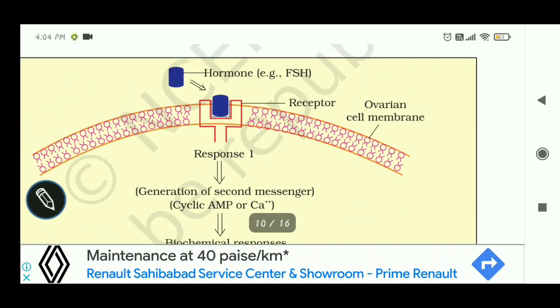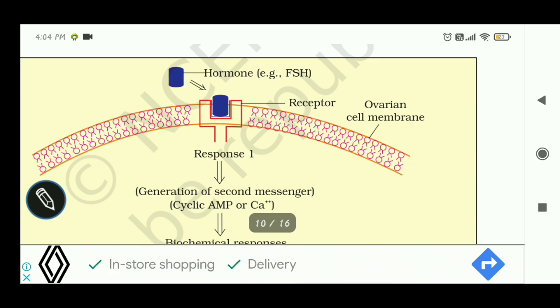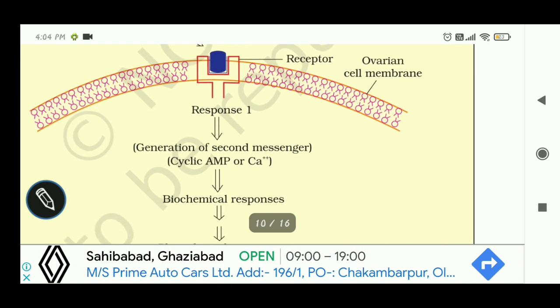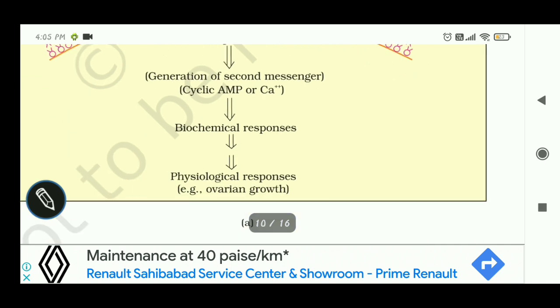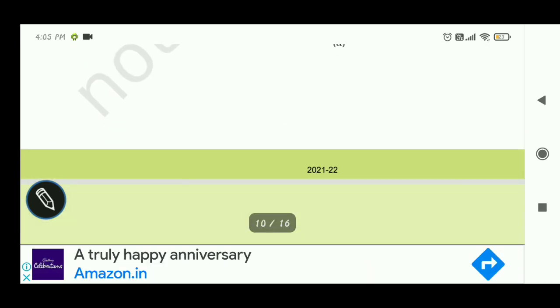And next we have these structures. First, what is it saying? It is saying that we have the hormone. First, it will go to the receptor. We have the ovarian cell membrane. First response is to generate the second messenger. If it is going to the cell membrane, it will lead to the generation of second messenger. Second messenger will only get generated when the hormone is working on the cell membrane, or we can say the membrane bound receptor. Then it will lead to the biochemical response and physiological response.